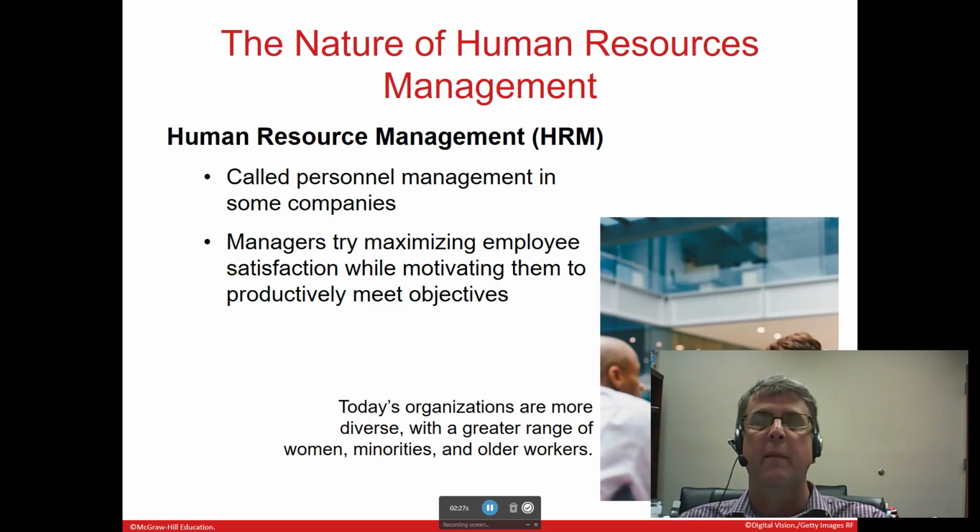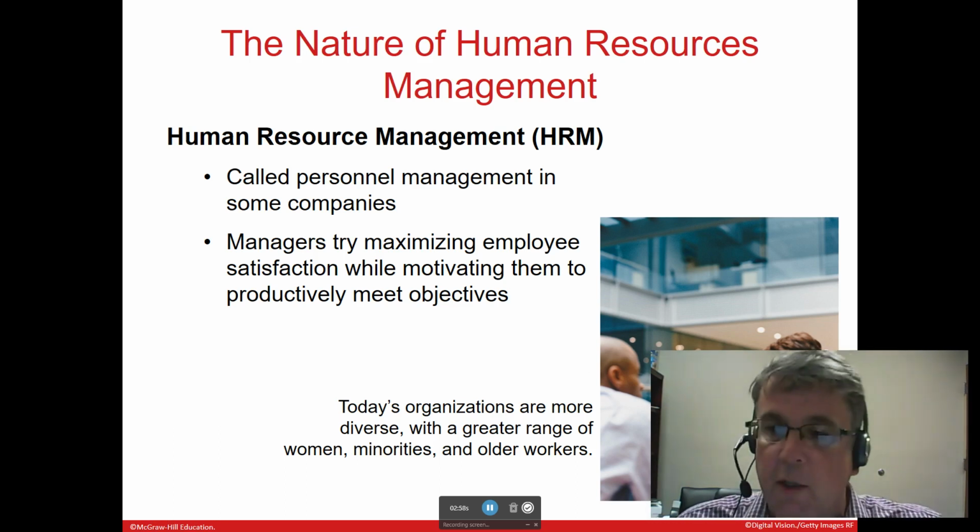Okay, human resource management, HRM, called personnel management in some companies. This refers to the activities involved in determining an organization's human resource needs, as well as acquiring, developing, and compensating people to fill those needs. So one aspect of this is managers try to maximize employee satisfaction while motivating them to productively meet organizational objectives.